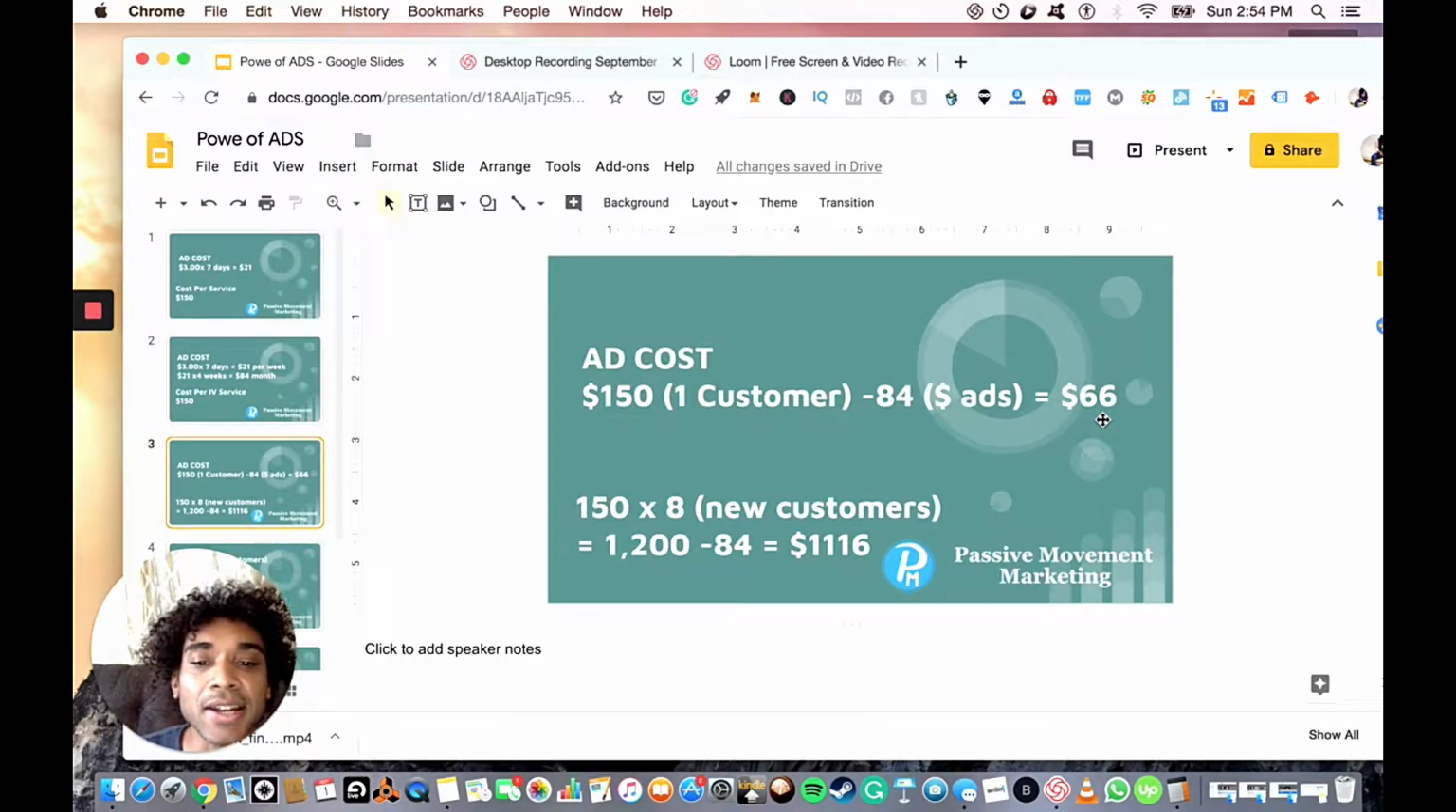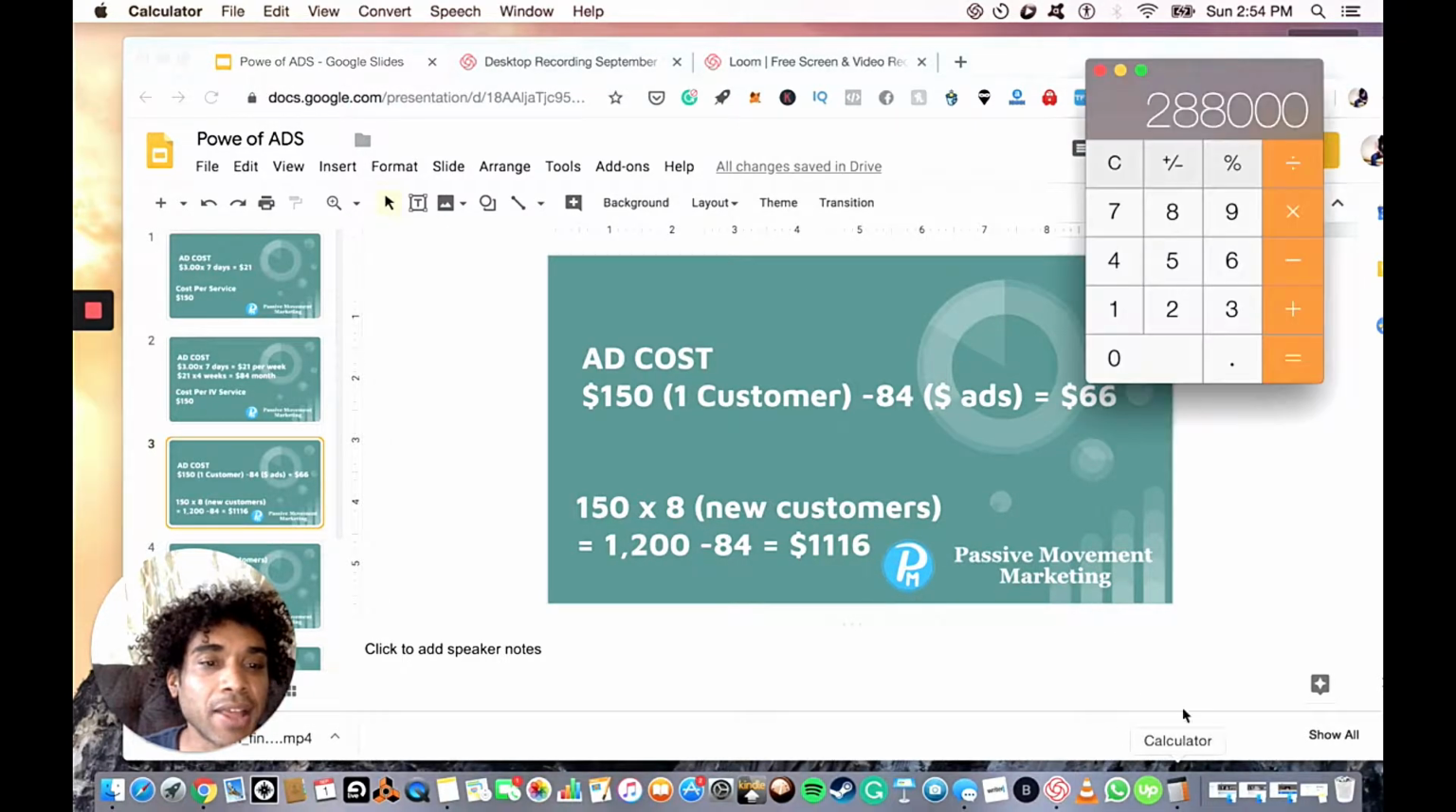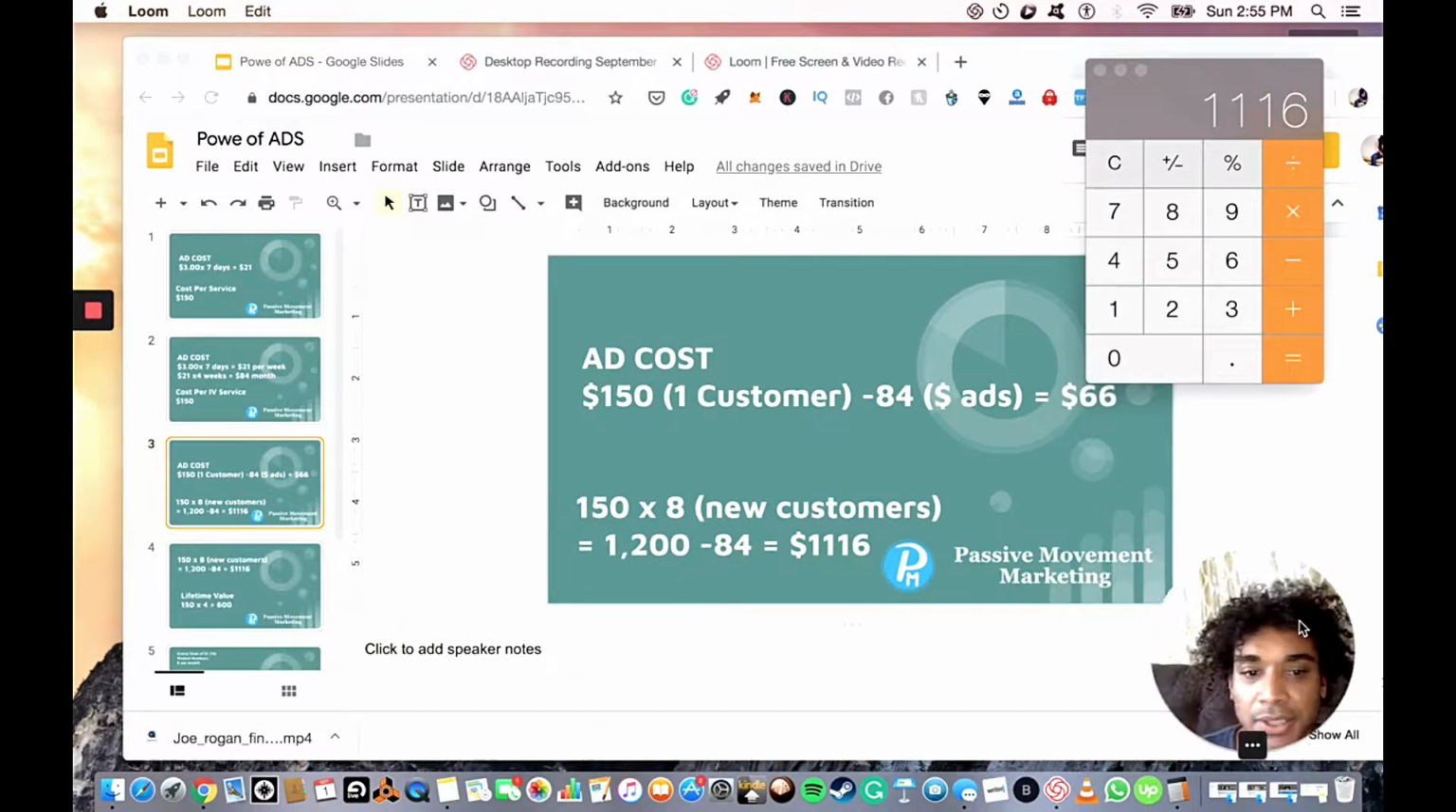meaning that from that number, okay, eight new customers a month. That means it's $1,200. And let's do the quick math. 150 times 8 gives us $1,200, and then minus our ad costs equals, all right, $1,116. Let's get this out of the way.